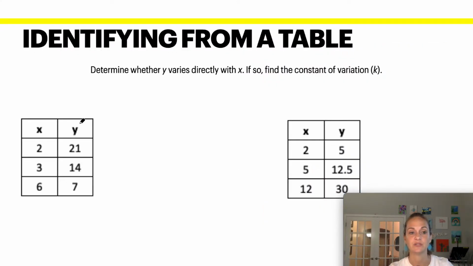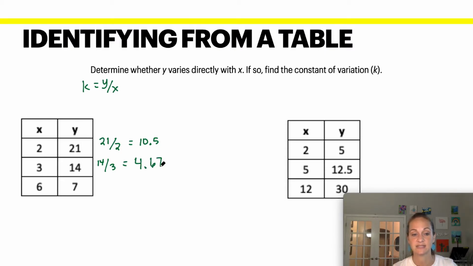Identifying from a table. If you had some constant being multiplied by x to get you y, then, as we just talked about, k is represented by y over x. So if I divided 21 by 2, I would get 10.5. Here, if I divided 14 by 3, would I also get 10.5? No, you actually get 4.67. And if I divided 7 by 6, it would give me 1.2. So therefore, no, this is not a direct variation.